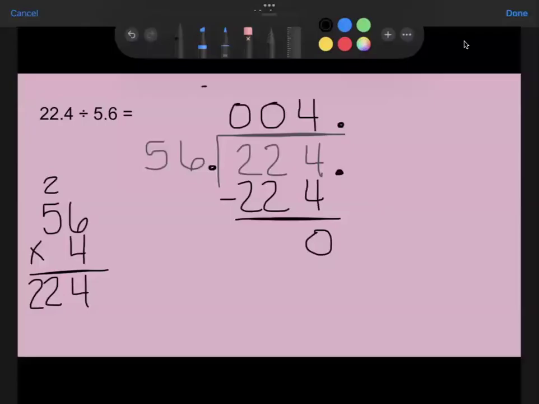So our answer is right here. We're going to eliminate those zeros in the front because we don't need them anymore. They were just placeholders for us, and the decimals after the 4. So we can just go ahead and say that 22.4 divided by 5.6 is 4.